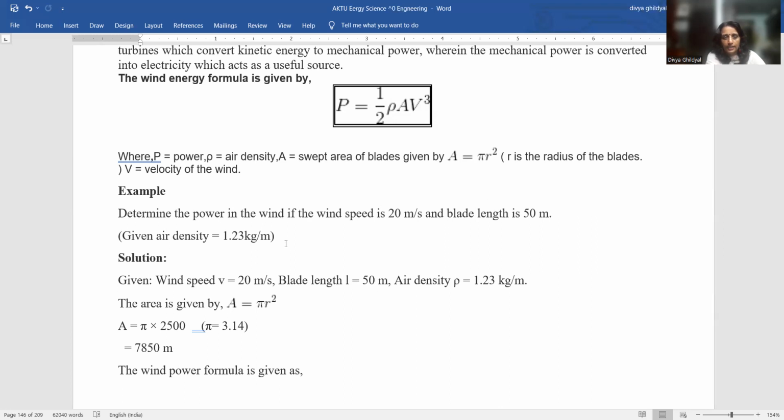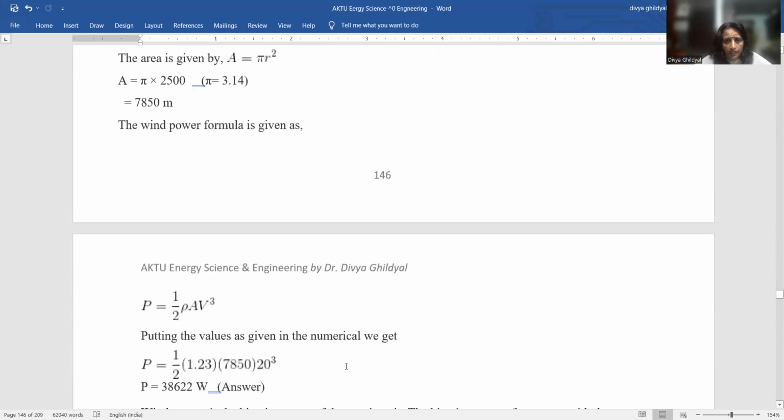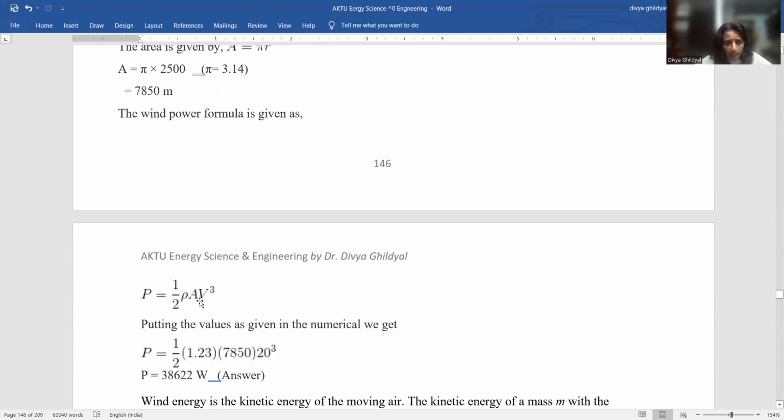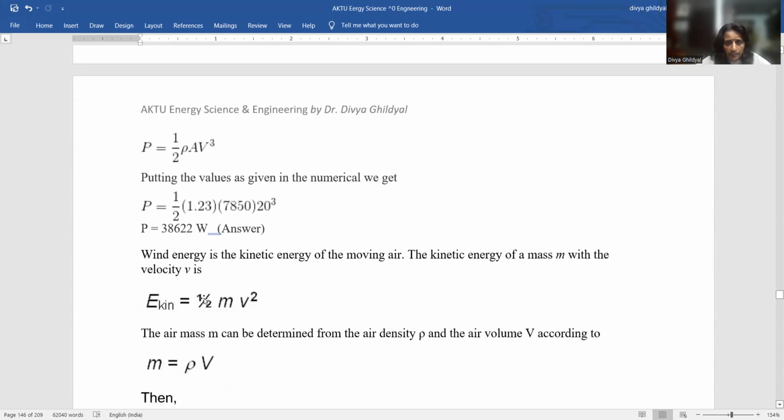Air density is mass upon volume. Wind speed V is equal to 20 meter per second, blade length 50 meter, air density 1.23. Area is pi r square. Here r I will keep as 50, yes, 50 meters it has been given. So r square becomes 50 into 50, 2500. So area is this. Putting this value of area in my formula, putting the value of rho that has been given to me and putting the value of V, which is given to me in my numerical, I can find the answer.